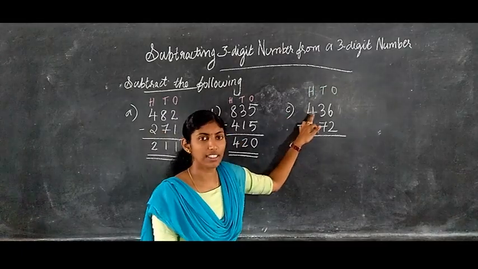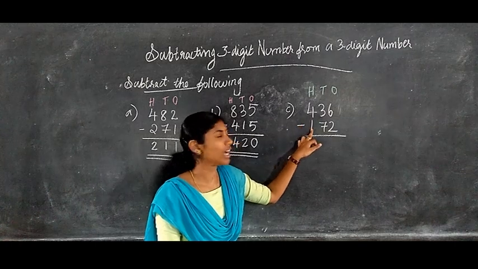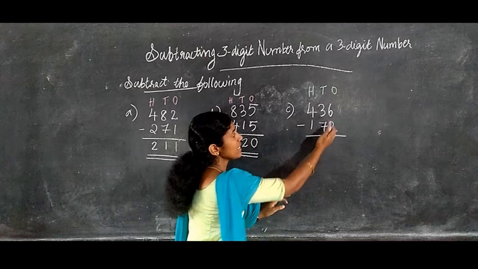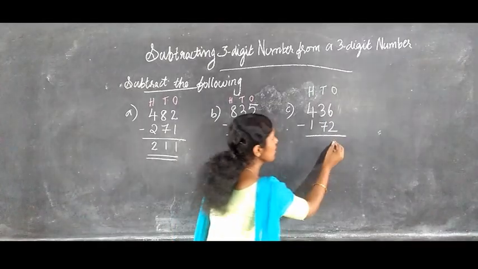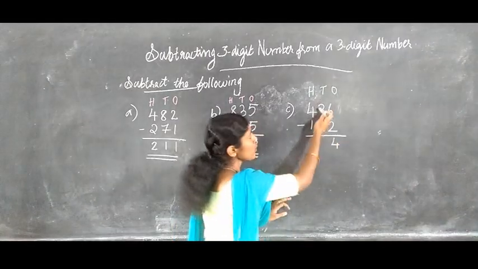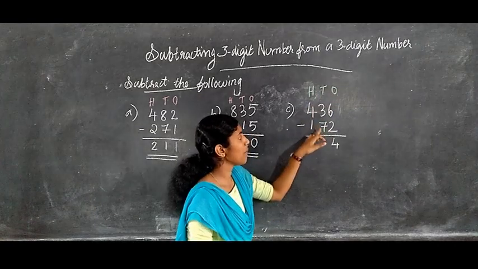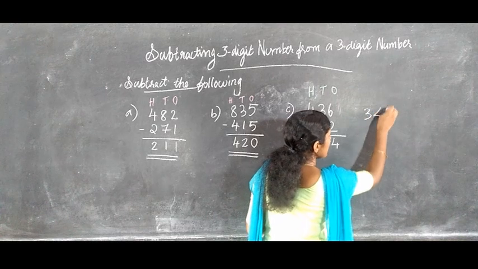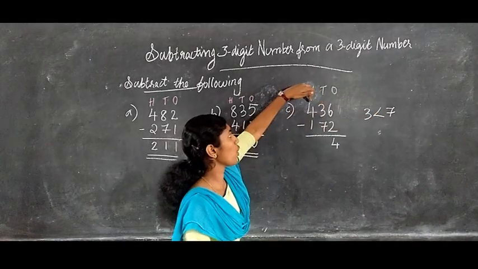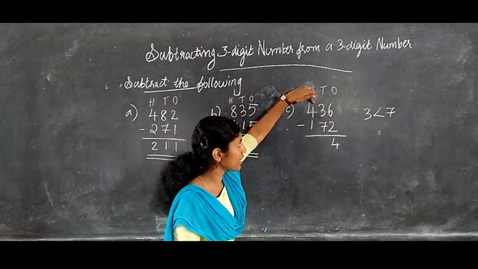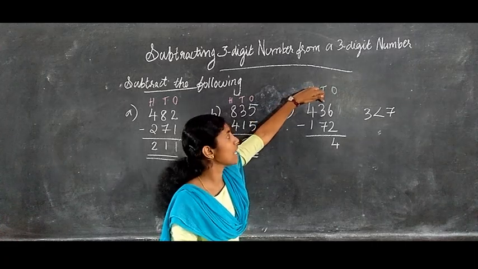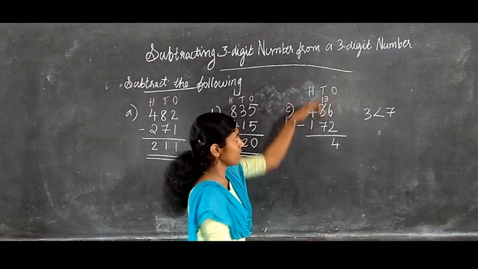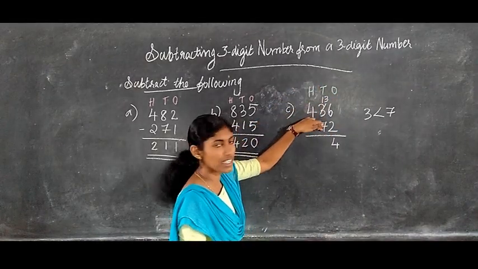C. 436 minus 172. So first we have to subtract the ones. That means 6 minus 2. We have 4. Then we have to subtract these tens. 3 minus 7. It is not possible. Since 3 is less than 7, we have to borrow 100 from the hundreds column and we have to regroup this tens column as 13. Then we have to minus. That is 13 minus 7.